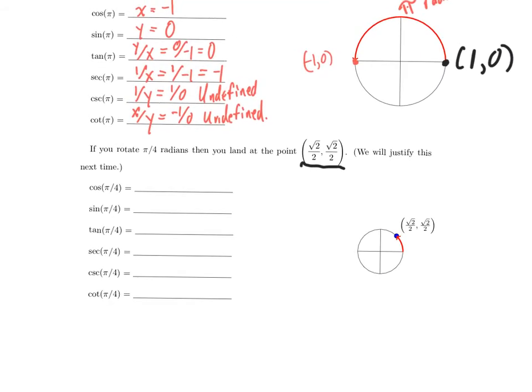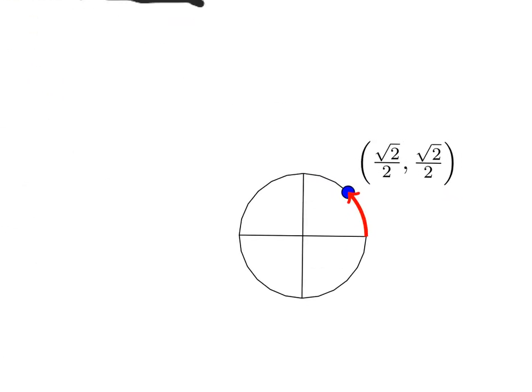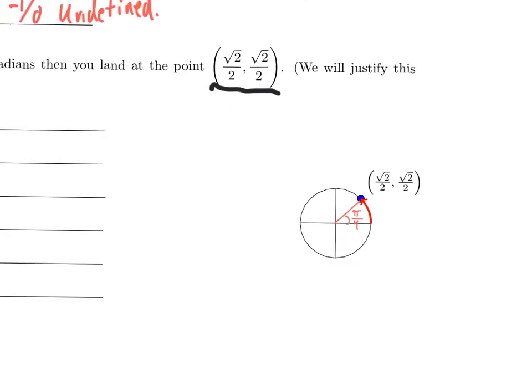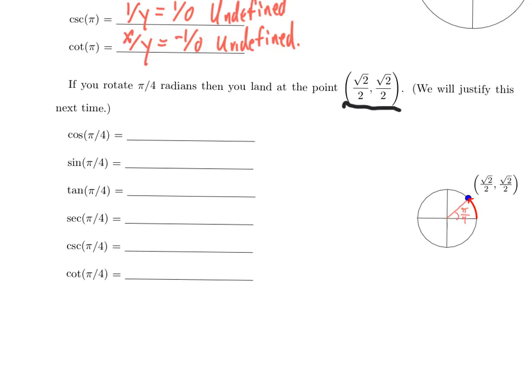So let's try to compute trig functions at an angle of pi over 4 radians. In this picture, this angle is pi over 4 radians, and when you rotate by it, you land at the point root 2 over 2 comma root 2 over 2. We'll explain why that's the case next time. So cosine will be the x-coordinate, which, hey, we're given the x-coordinate, it's root 2 over 2. Sine is the y-coordinate. That is also root 2 over 2, but it's a different root 2 over 2, right? Because this is root 2 over 2.